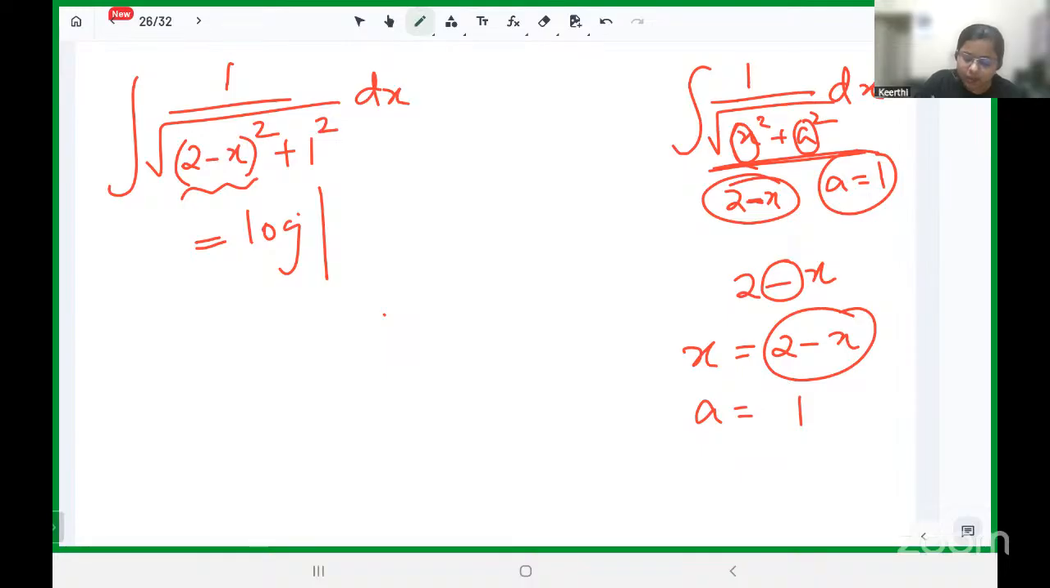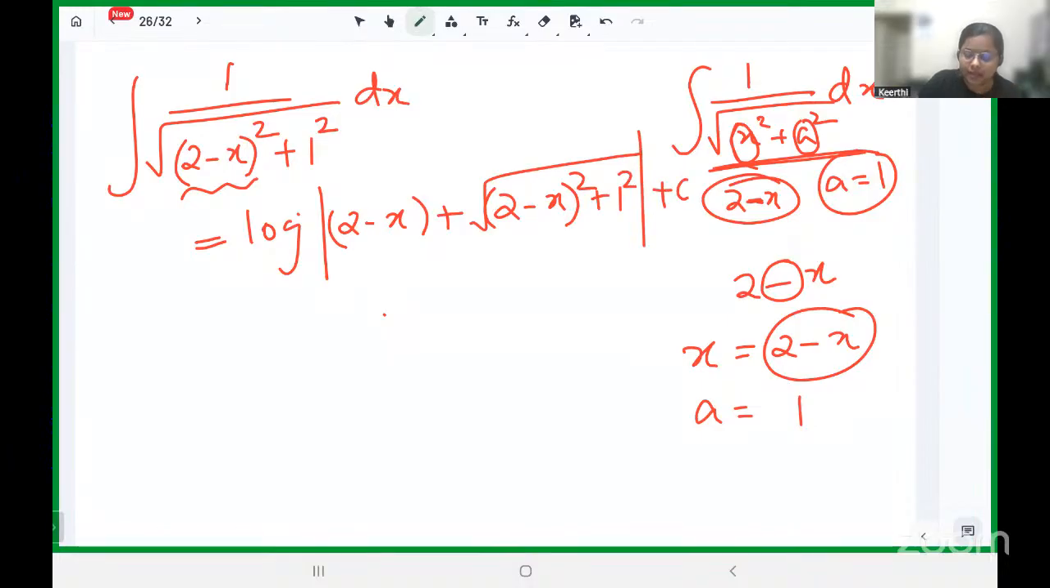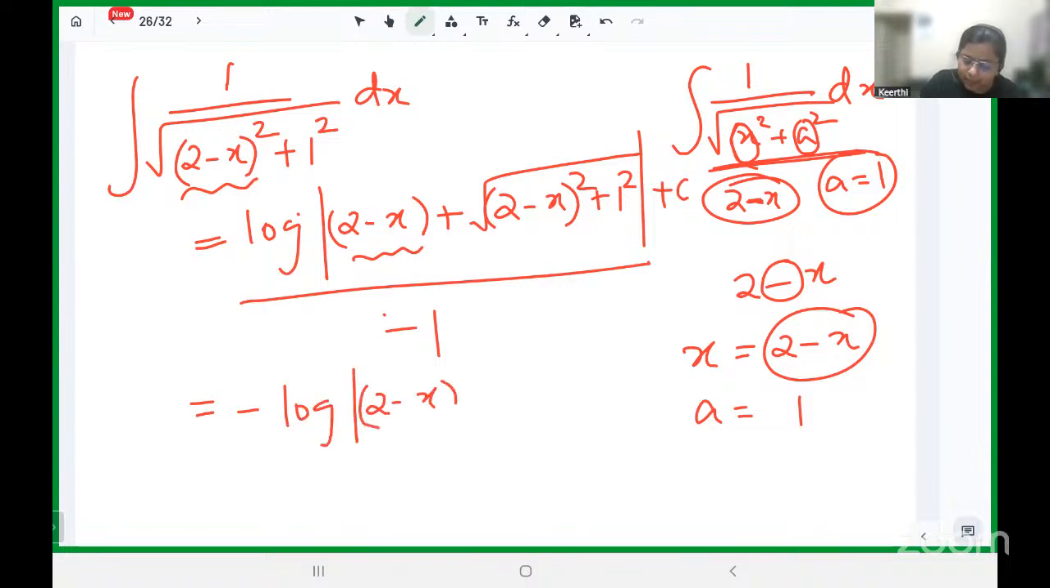So this will become log of 2 minus x, in the place of x it is 2 minus x, plus you write the root itself, that is root of 2 minus x the whole square plus 1 square plus c. Now you can't stop here because we have assumed x as 2 minus x. So we have to divide it with the derivative of 2 minus x. 2 minus x derivative is -1. So this will become minus log modulus of 2 minus x plus root of 2 minus x the whole square plus 1 square plus c.